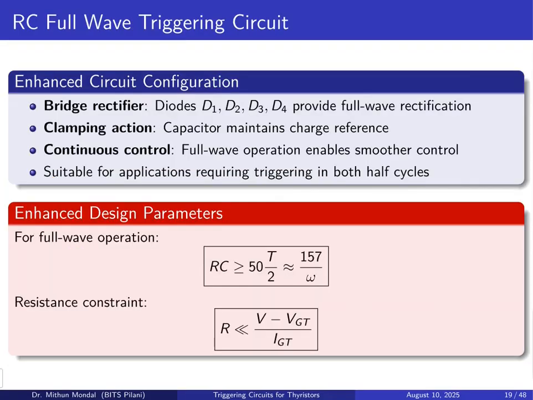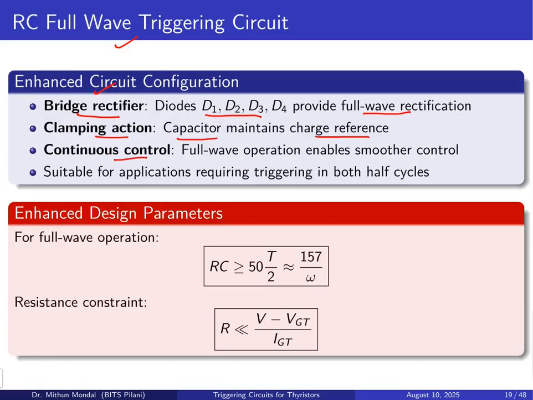Next, we will see the RC full wave triggering circuit. This is the enhanced circuit configuration in the form of a bridge rectifier, where you will have 4 diodes D1 to D4, and this will provide full wave rectification. The clamping action is provided by the capacitor that maintains the charge reference.